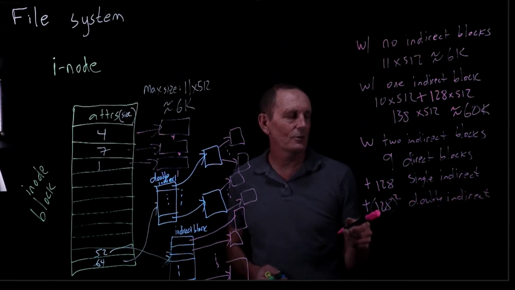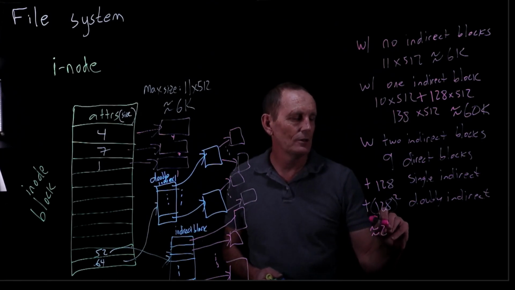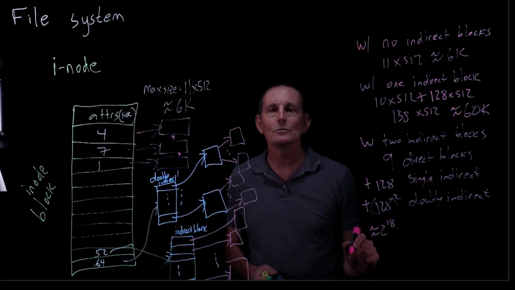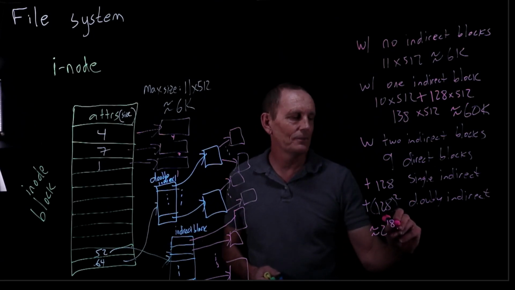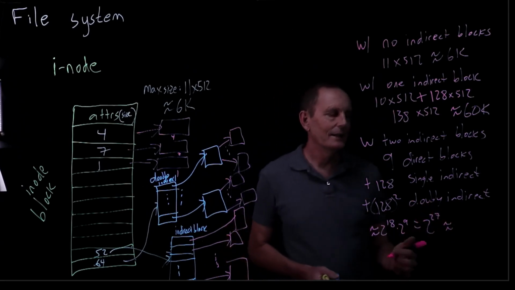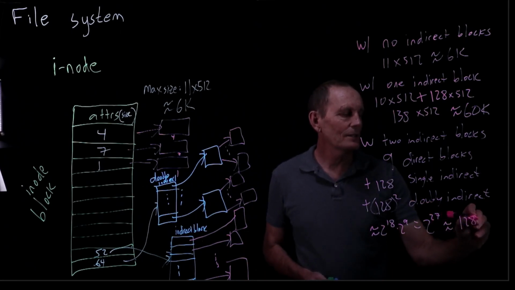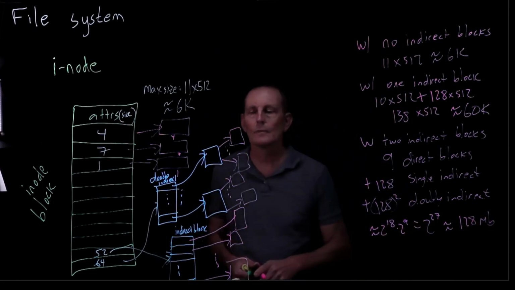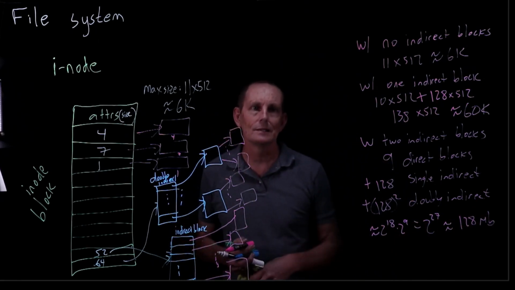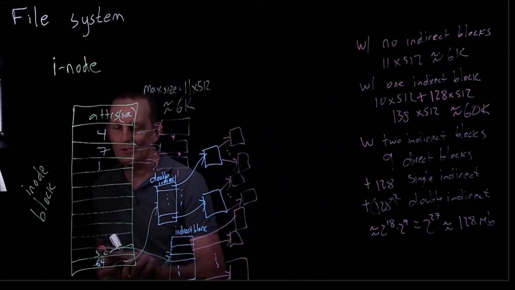Okay, so what's this going to be? 128 squared, that's 2 to the 9th squared, so that's 2 to the 18th. So this is around 2 to the 18th times 512. 512 is 2 to the 9th. So 2 to the 27th, right, which is about, 1 gig is 2 to the 30th. So 512, 256, 128 megabytes. That's pretty good, although, as I'll say again, I have certainly seen files bigger than that. And so the solution that Unix uses is we actually have triply indirect as well.